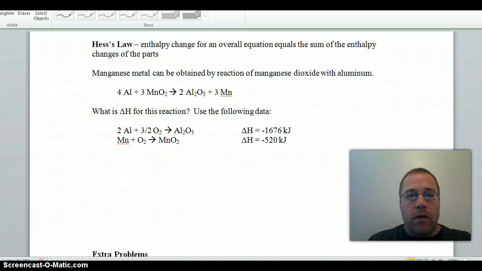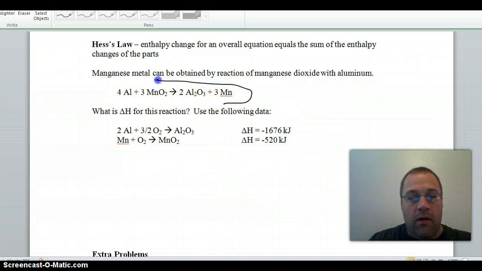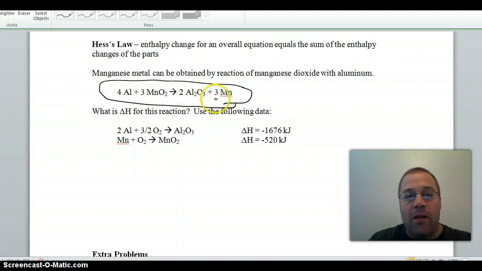For the second part of part 2 in the notes here, we're going to go through Hess's law. For this, basically what you're trying to do is go through a puzzle. So if you look here, this is the answer that you're looking for. What that means is you need 4 aluminums and 3 manganese oxides to be the reactants. You need 2 aluminum oxides and 3 manganese to be the products.